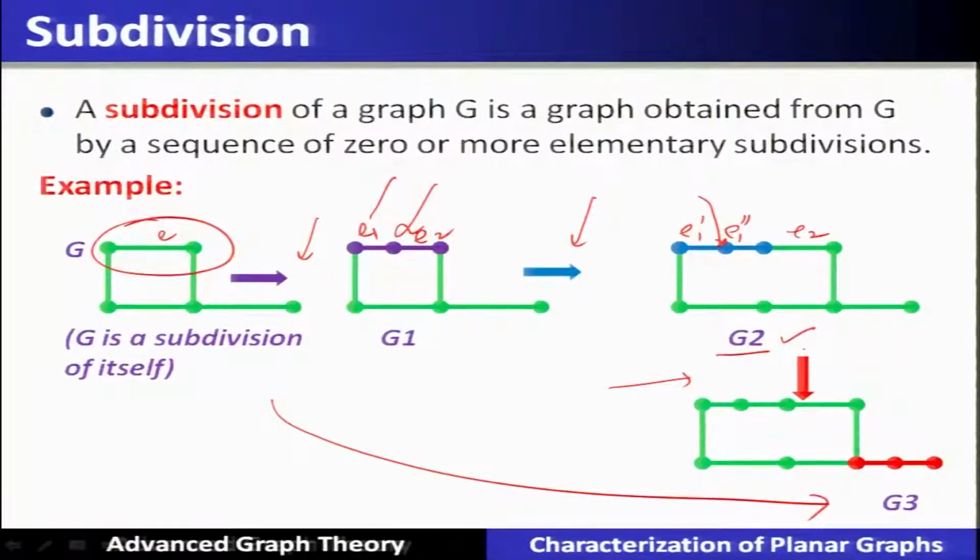Now, if we take this particular edge E3, we replace it with E3 prime and E3 double prime, also introducing a new vertex. So, we obtain G3. G3 is basically a subdivision of the graph G.